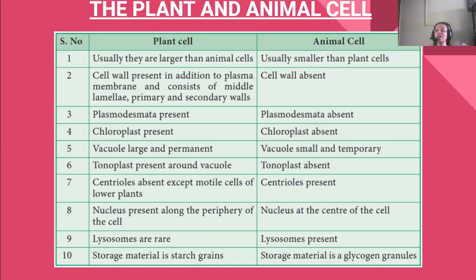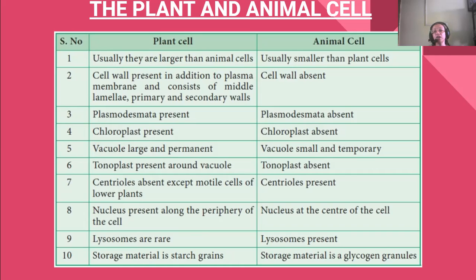The plants have a cell wall, but animals do not have a cell wall, and this cell wall is non-living. It is present in addition to the plasma membrane, and it consists of the middle lamella, primary, and secondary walls. Three layers are there. But in animal cells, there is no cell wall, and only the cell membrane or plasma membrane is present. In plant cells, plasmodesmata is present. In animal cells, there is no plasmodesmata.